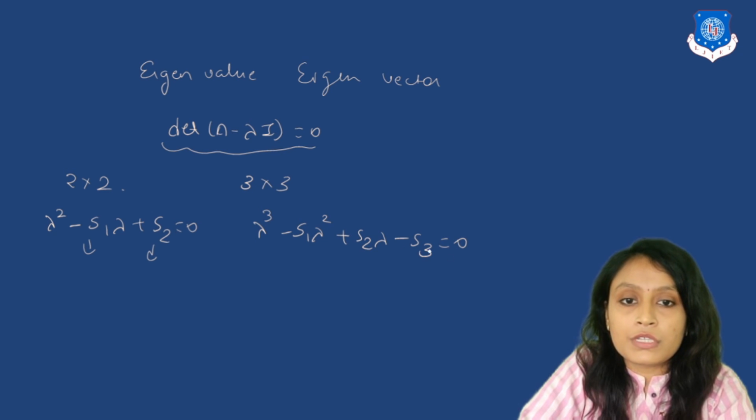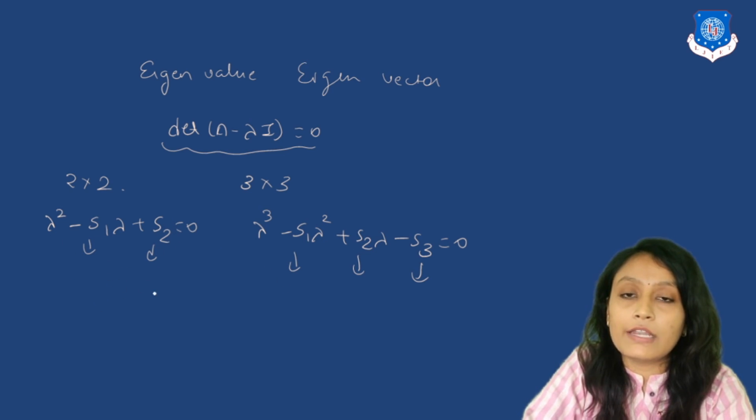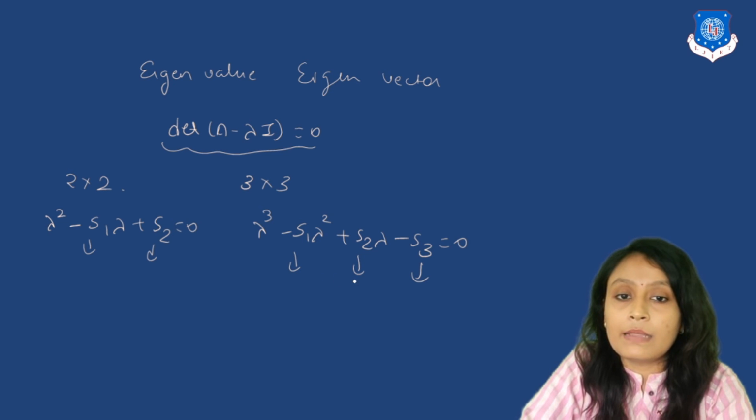where s1 is the sum of principal diagonal elements, s2 is the sum of minors of principal diagonal elements, and s3 is the determinant, right? So we have to find s1, s2 and s3, just substitute, and find the value of lambda. So that will be the eigenvalues. Here also we have to substitute the values of s1, s2 and s3, and find the value of lambda, and that lambda is your eigenvalues, right? So I hope you have understood this session.